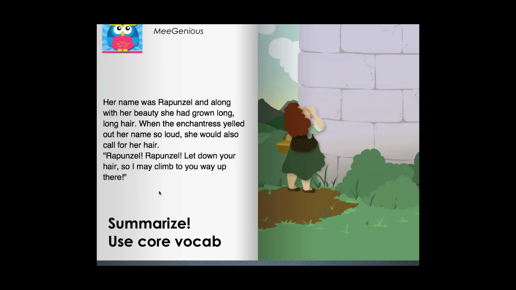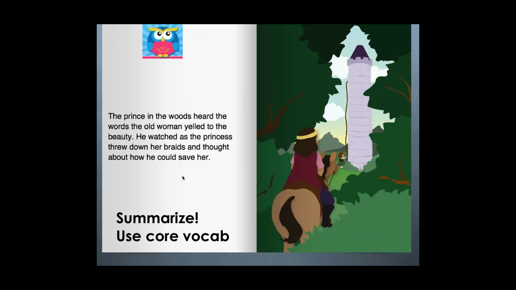This is great, guys. Here's the next page where we bring the prince in. And he heard the words, and he watched as the princess threw down her braids and thought about how he could save her. So let's do this in a 2-word, 3-word, or 4 words, high frequency words.